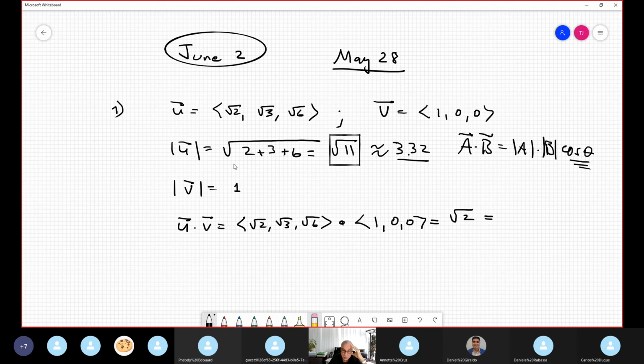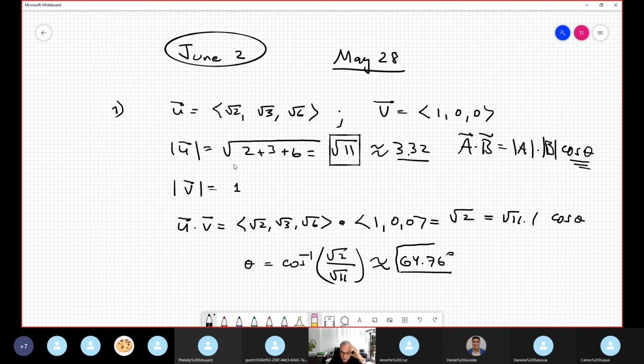So it is easy because one magnitude is √11, and the other magnitude is 1. Therefore, theta is equal to the inverse cosine of √2 over √11. Put it in the calculator, and the answer in degrees is 64.76 degrees. This is super easy, guys. In the test, I don't want to put a complicated example. Easy example. Any question on question number 1?